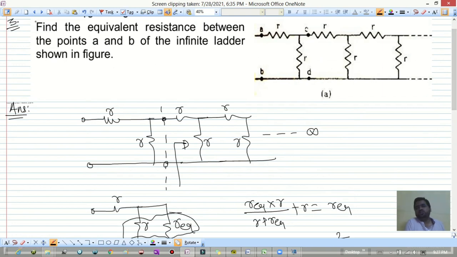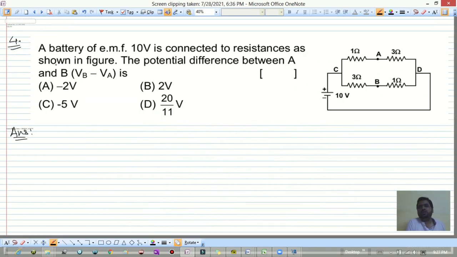Okay. So the next question we have, the fourth question: a battery of EMF 10 volt is connected to a resistance as shown in the figure. The potential difference between A and B will be, that is VB minus VA we want. Okay. So what is the potential at this point and the potential at this point? If you know the potential at this and this, take the potential difference, you will get the answer.